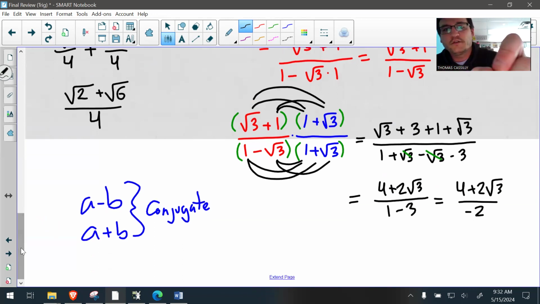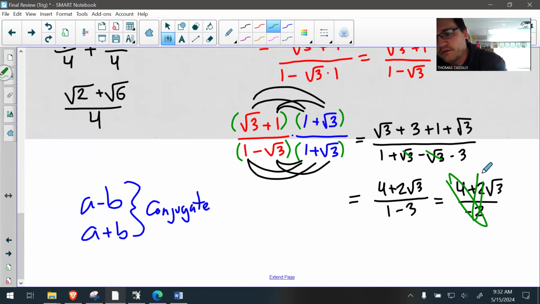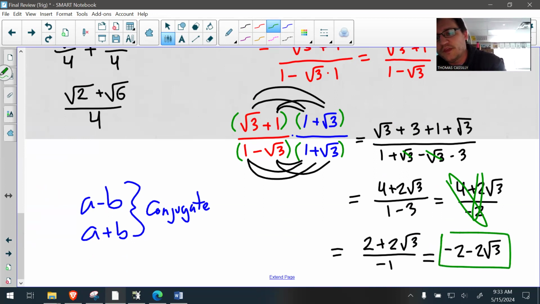And then look at the top and the bottom. You can divide both of these things, right, by 2. So this ends up being, I'm going to move the negative. No, I'm not. I'm just going to do this. I'm going to say 2 plus 2 square root of 3 all over a negative 1. And I don't like that negative 1 there. So now I'm going to move it up top. We have negative 2 minus 2 square root of 3. And that is your final answer.